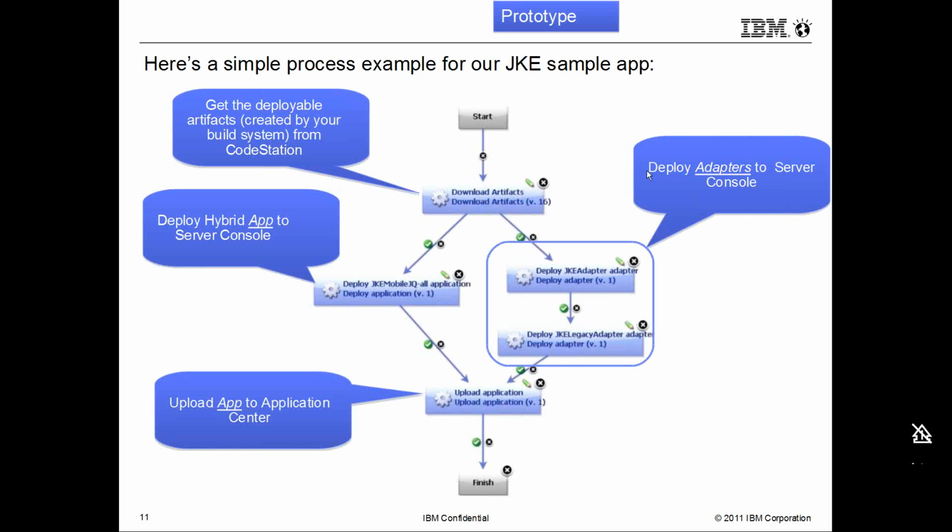Now, once that is done, it runs two processes in parallel on two different machines. One is deploying the hybrid application to the server console, and on the second, alternate parallel process, you would see that it's deploying adapters to the server console. In parallel, it's deploying the adapter, deploying the legacy adapter, and uploading the application to the application center once that is done.